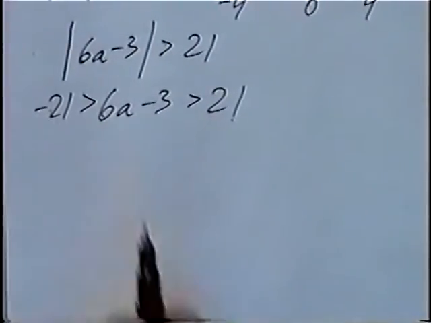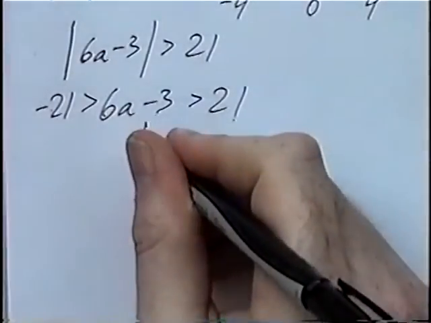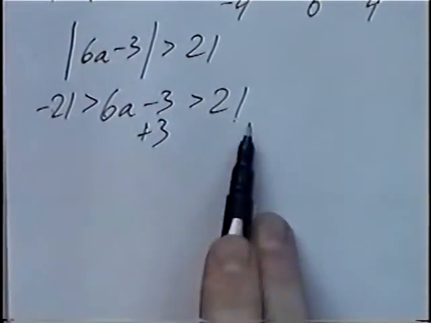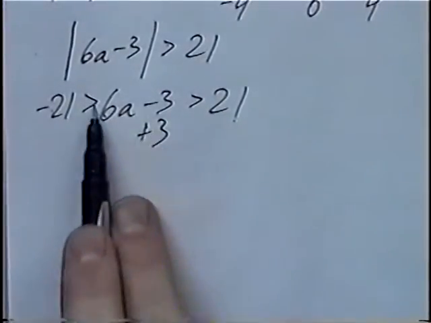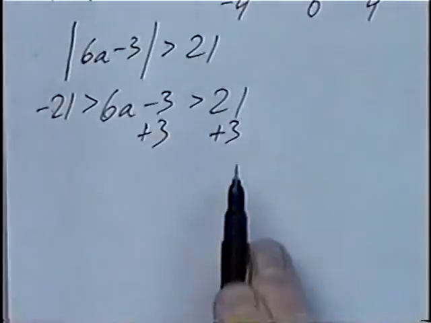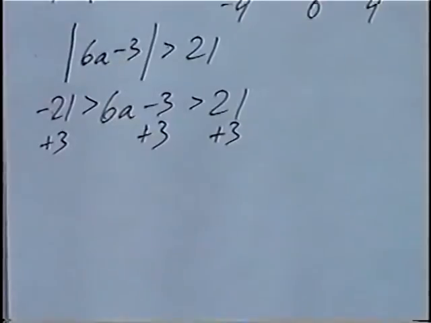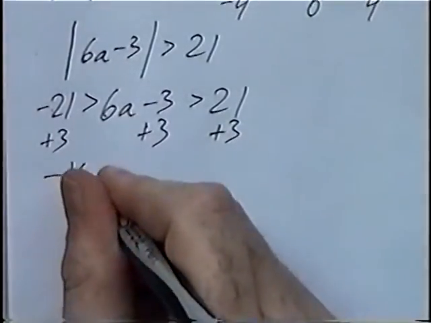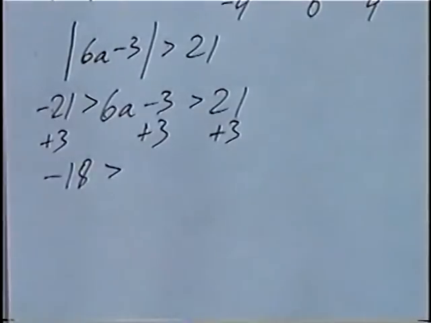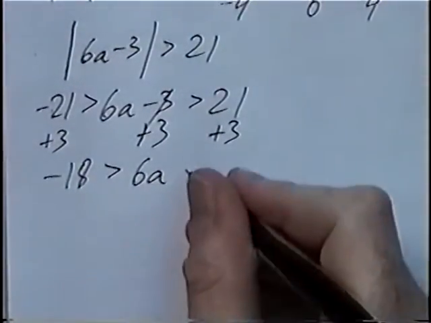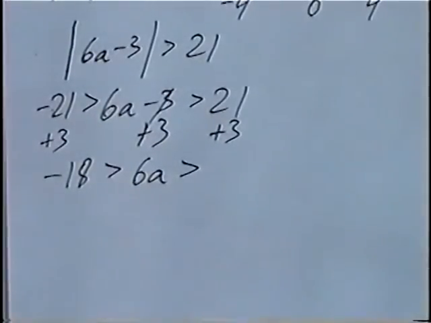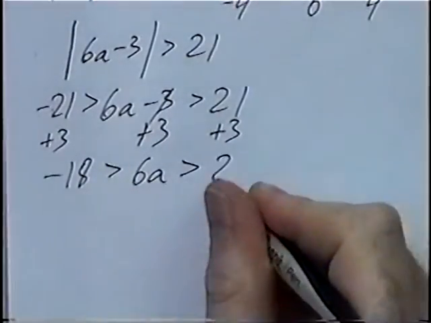This equation we have to solve. We have to isolate a by itself, 6a minus 3. We can get rid of the minus 3 by adding 3. When you have a compound inequality like this, we'll add 3 to the middle section, we'll add 3 to the right-hand section, and we'll also add 3 to the left-hand section. Negative 21 plus 3 would be negative 18. The inequality stays the same when we add numbers to each side. 6a would stay the same. Negative 3 and plus 3 would cancel. Greater than, inequality stays the same, and 21 plus 3 would be 24.